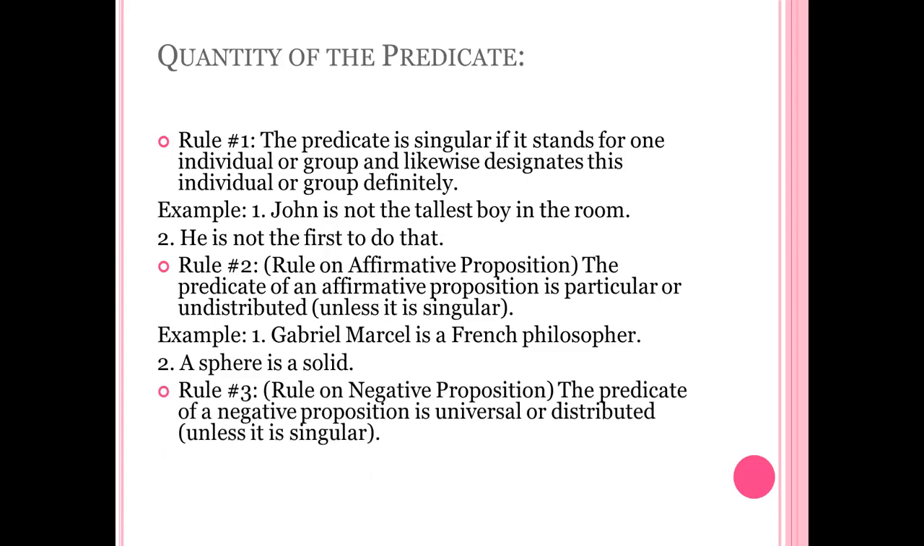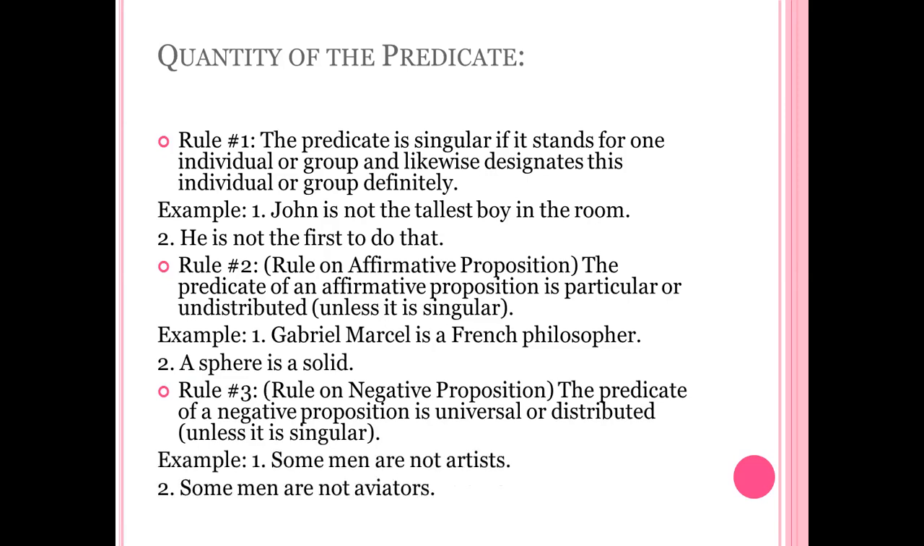For rule number three, for the negative proposition, the predicate of a negative proposition is universal or distributed unless it is singular. So for this one, we have two examples again. Some men are not artists and some men are not aviators. So we could see that the two sentences here are signifying negative propositions, and the predicate of a negative proposition is universal or distributed as well. Not artists and aviators. Artists is universal, it applies to all, and aviators applies to all as well.